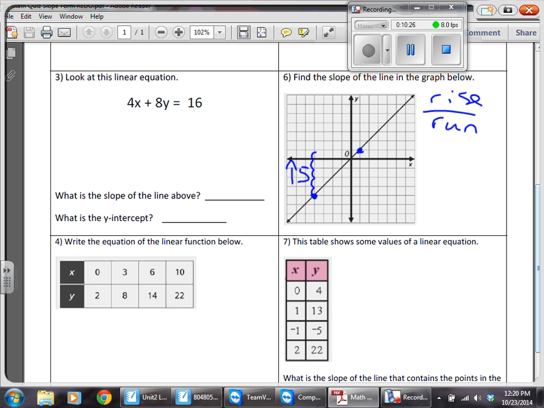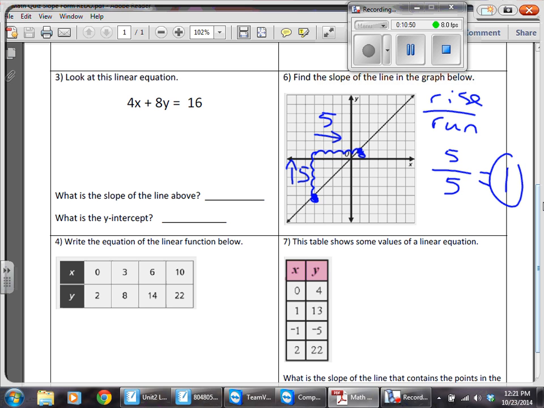I would write that down right away. And I go to the right. 1, 2, 3, 4, 5. To the right, 5. So I went up 5 and then to the right 5. That's how I got from this left point to this right point. So my rise was up 5, which is positive 5. My run was to the right 5, which is also a positive 5. I can simplify this to 1. The slope is just 1.